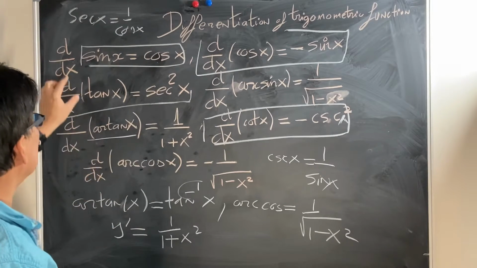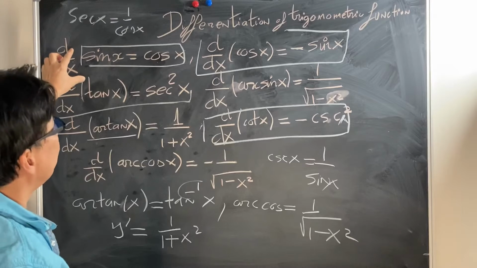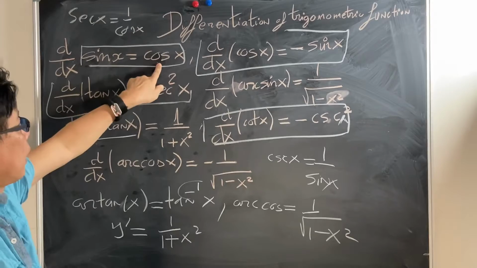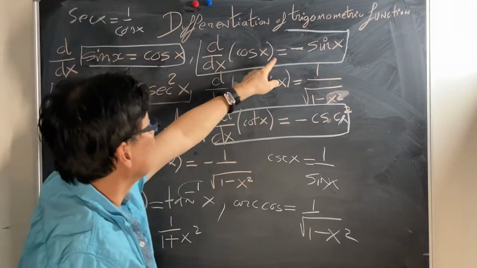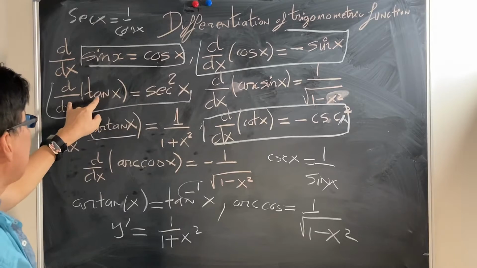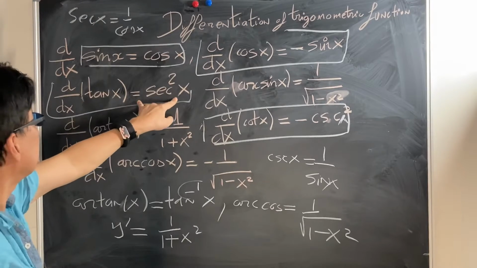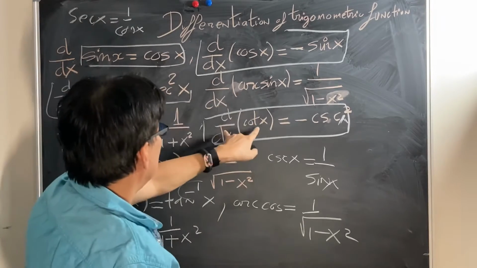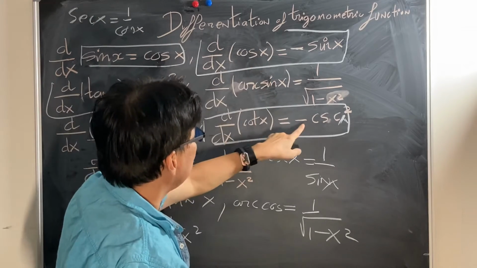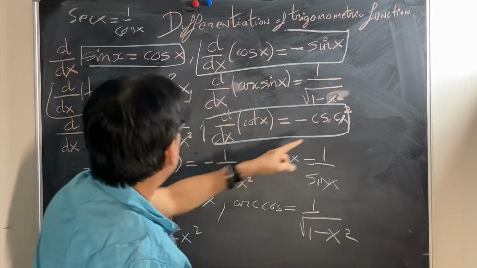Okay, so again, the first 4 trigonometric functions: derivative of sine x equals cosine x, derivative of cosine x equals minus sine x. This is too easy. Now go to tangent. Tangent will be secant square x. And cotangent will be minus cosecant square x.